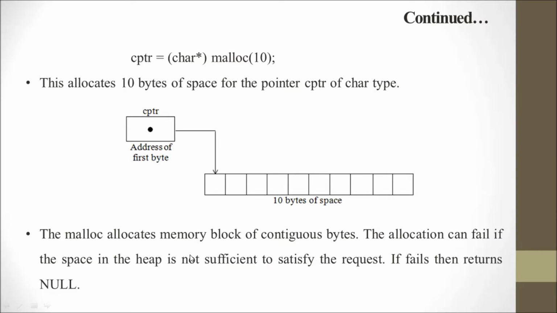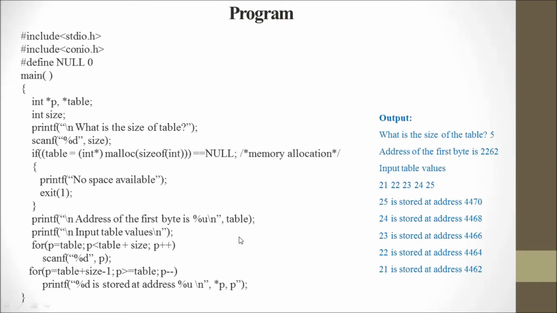The malloc function allocates a memory block of contiguous bytes. The allocation can fail if the space in the heap is not sufficient to satisfy the request. If it fails, it returns null. So suppose we request 10 bytes and the 10-byte space is not available in memory; it will show that memory is not sufficient and fail, returning null. So this is the program of how to allocate memory.